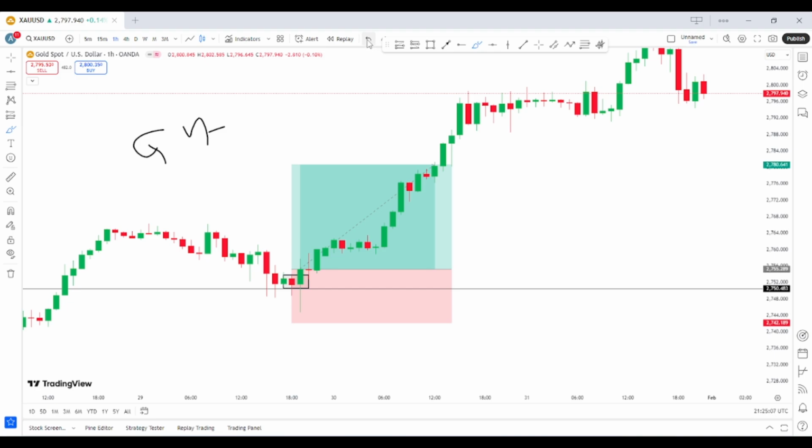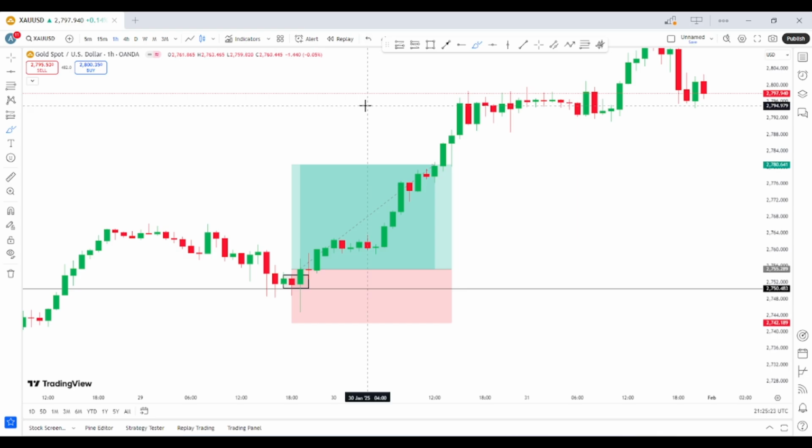So if you are using a fixed stop loss for all of them, you'll be taken out of trade a lot of the time, and then the trade will go into your direction. I'm going to show you how to place a proper stop loss so that you won't be taken out of trade, and then the trade will go into your direction.